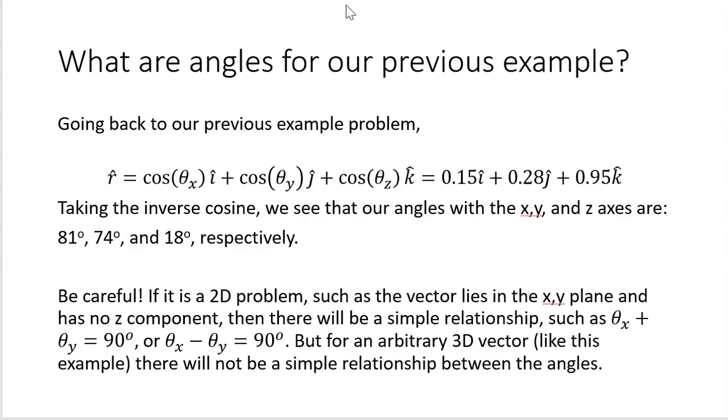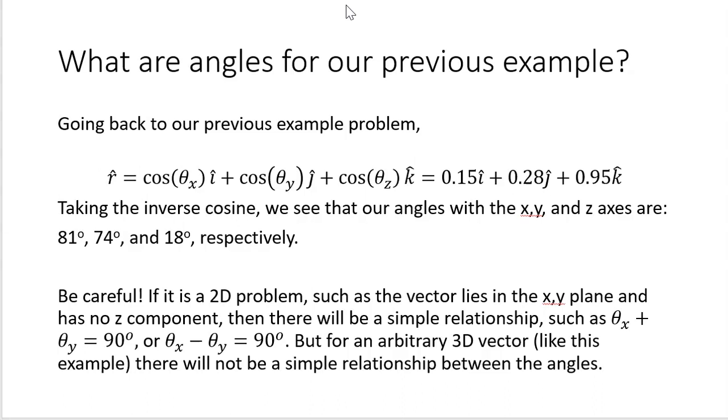Now, using our inverse or arc cosine function on our calculator, if you solve for those angles, for theta x, you would get 81 degrees. So that would be the inverse cosine of 0.15. For the inverse cosine of 0.28, you get 74 degrees, and that's the angle that that vector makes with the y-axis. And then if you do the inverse cosine of 0.95, you get 18 degrees. So that's the angle that that vector makes with the z-axis.